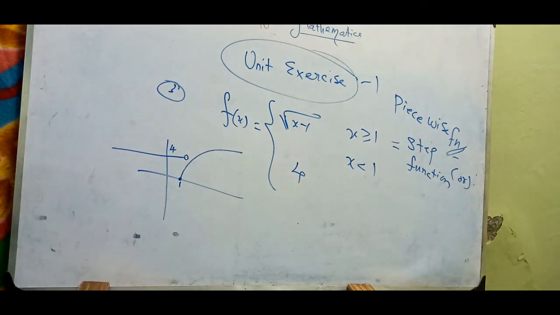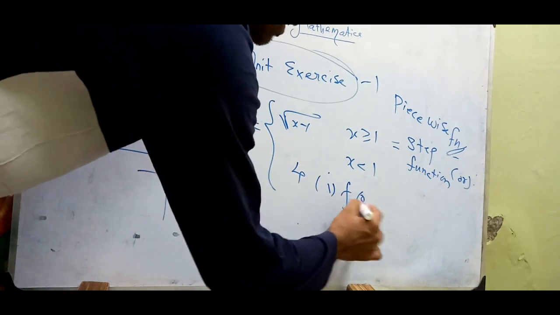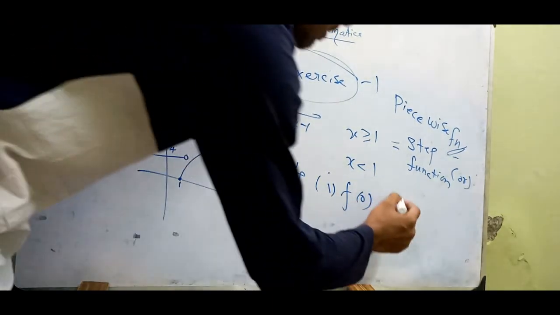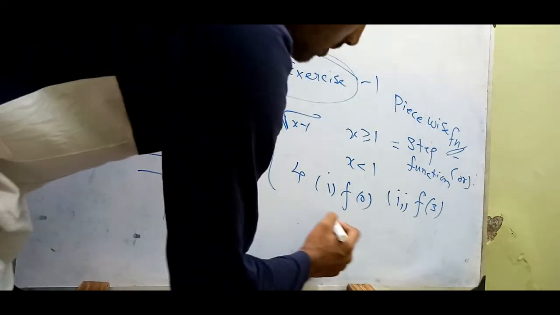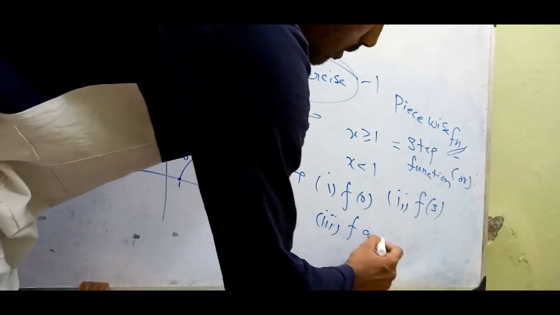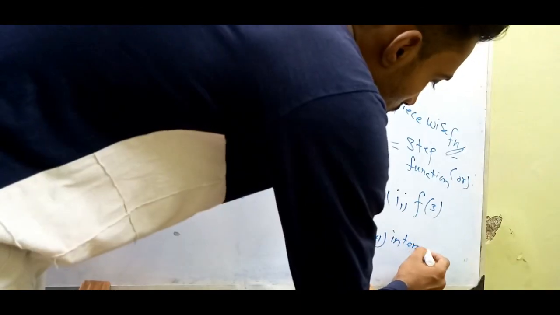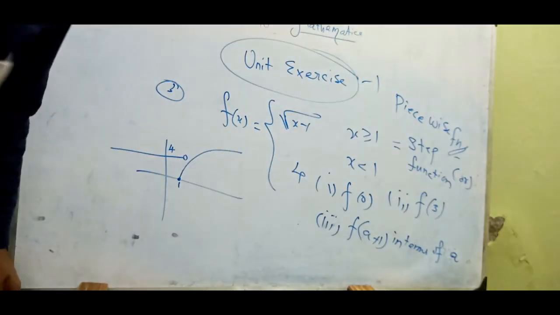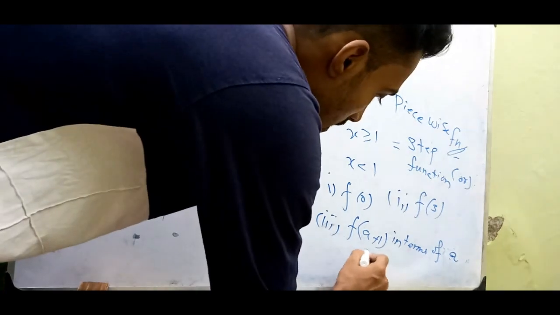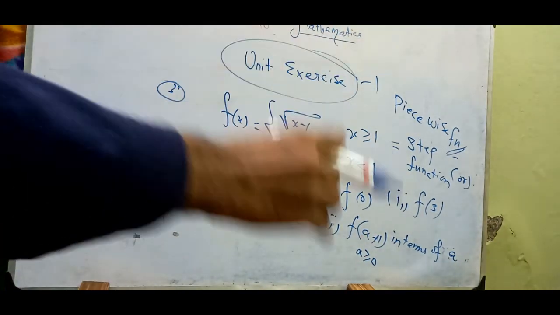Okay, what he is asking here is: first, find f of 0; second, f of 3; third, f of a plus 1 in terms of a, where a is non-negative, not positive, non-negative, so it can also be equal to 0.